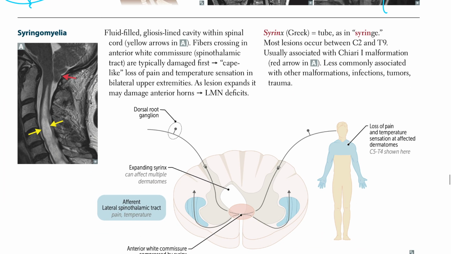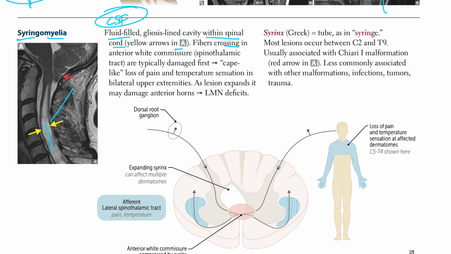Let's look at the Syringomyelia. Syringomyelia is fluid-filled. What fluid? CSF. A gliosis-lined cavity within the spinal cord. Looking at picture A, yellow arrows, this is all the cavitation. And that cavitation has a fluid because it's a cavity. The fluid is going to be there, which is going to be the CSF.